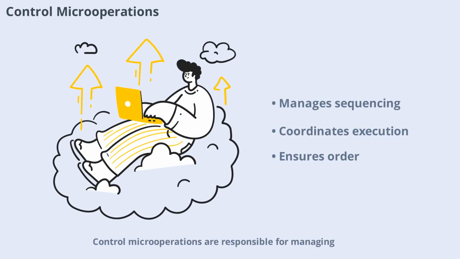Control microoperations are responsible for managing the sequencing and execution of other microoperations. They ensure that each operation occurs in the correct order and at the right time. Control microoperations coordinate the flow of data and instructions within the CPU, making sure that complex instructions are broken down and executed step by step. Without control microoperations, the CPU would not be able to function in an organized manner.